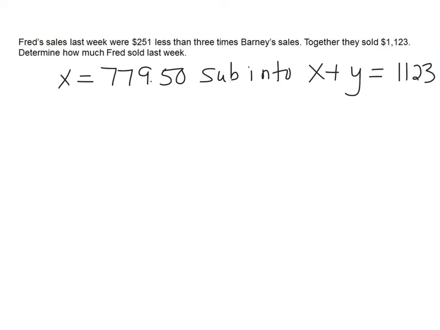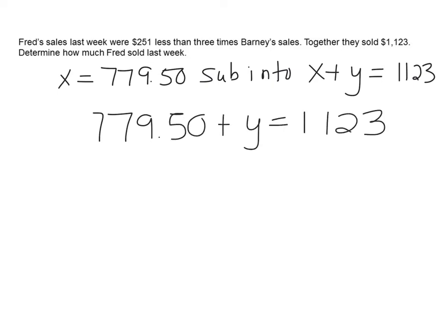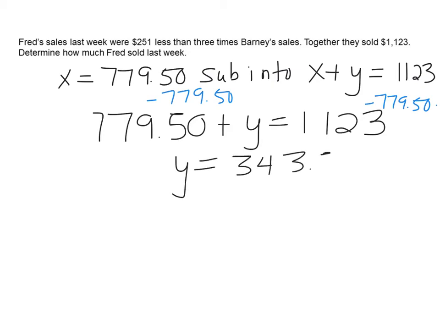To find our value for y, we're going to substitute our value that we found for x, which was 779.50, into our first equation. So we have 779.50 plus y is equal to 1,123. So we're going to subtract 779.50 from each side. And that's going to give us y is equal to 343.50.